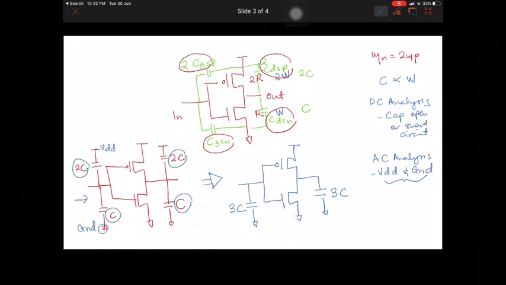What about the resistance? The resistance will stay the same, like here, this is 2R and this is R. Okay?